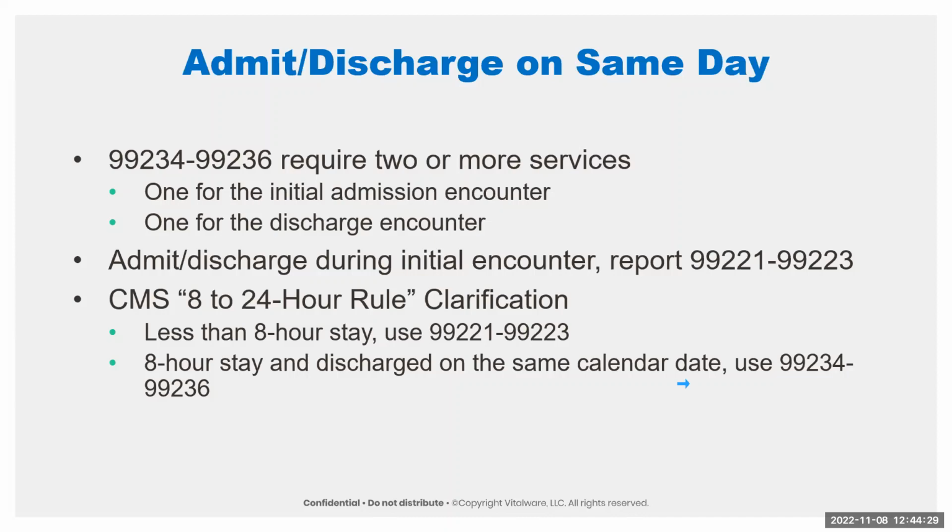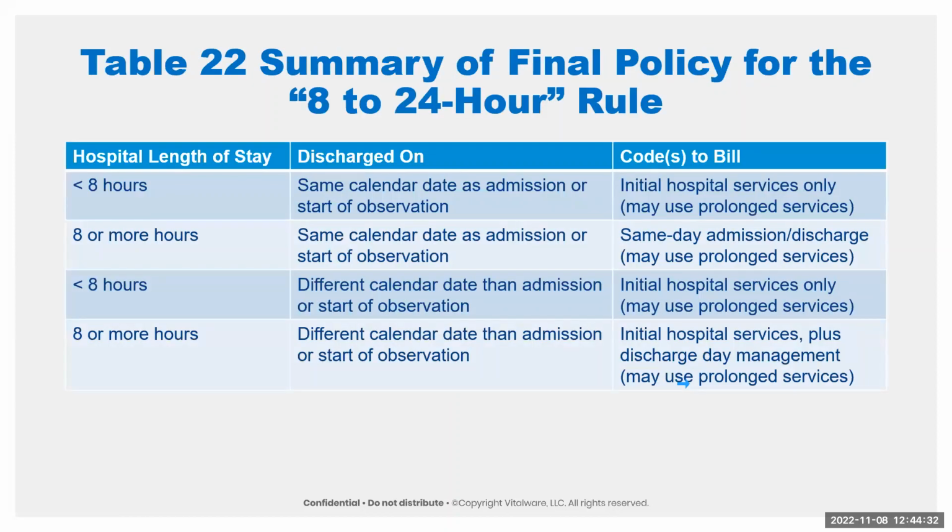One of the little tips that CMS gave in the physician final rule, table 22, gives a summary of the policy. If they have less than an 8 hour stay, discharged on the same calendar date as the admission or start of observation, then you should bill the initial hospital services codes only. And for all of these, you can use the prolonged services if you hit that time frame. If they've been in the hospital for 8 or more hours and it's the same calendar date, then you use the same day admission and discharge, so the 99234 through the 99236.